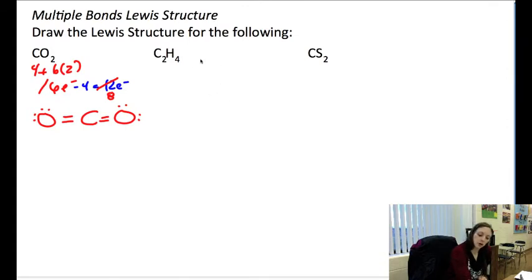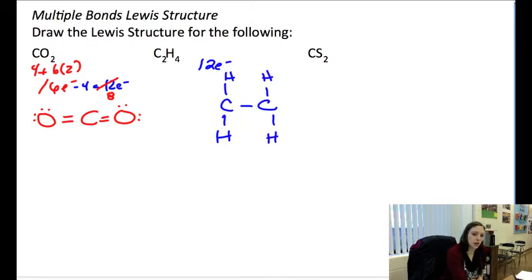C2H4, total of 12 electrons. I've got 2 carbons here. This one's a little bit different. We end up having 2 centers with each hydrogen attached to a carbon. Again, because the hydrogens cannot be in a row, so they end up being 2 on each end. Why is it not 3 on one end, 1 on the other? Because they tend to be symmetrical.